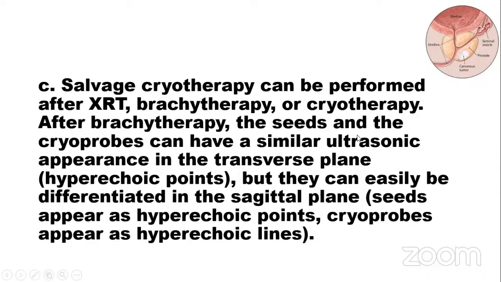After brachytherapy, the seed and cryoprobe can have a similar ultrasonic appearance in the transverse plane, hyperechoic points, but they can easily be differentiated in the sagittal plane. Seeds appear as hyperechoic points, and the cryoprobe appears as a hyperechoic line.